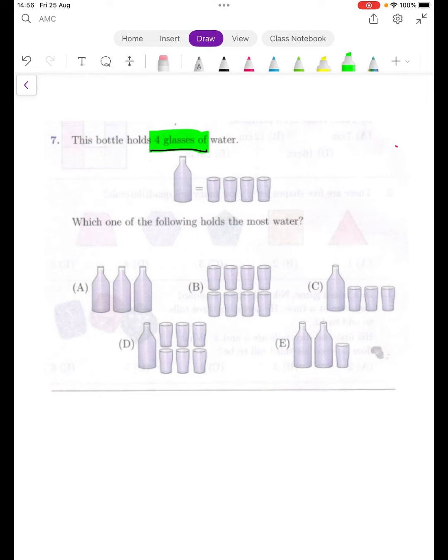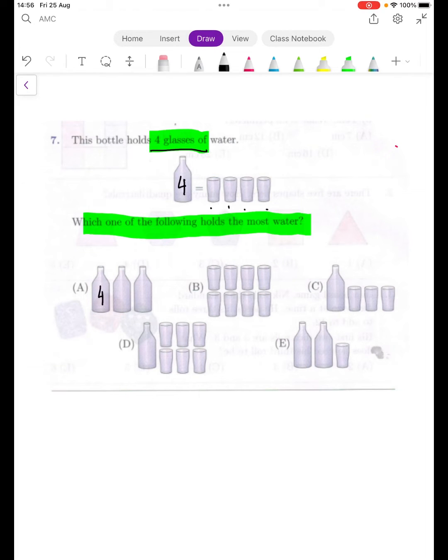This bottle holds 4 glasses of water. Let me mark it. So one bottle here can hold 4 glasses of water. We can see 1, 2, 3, 4. The question is, which one of these following holds the most water? We're looking for the option with the most capacity. Again, this can be done mentally for some students. If you need a visual representation, a little bit more working out to be 100% sure, you can go ahead.